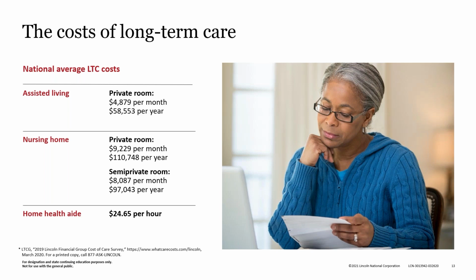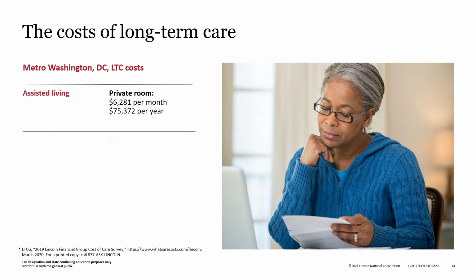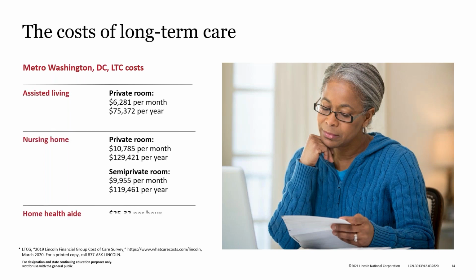Home health aide, you're going to see this is the one number that's pretty consistent around the country. Obviously, it does vary on if you're in an urban or rural area, but on average, you're going to see home health aides run right around $25 a month. To give you some perspective, the higher end private nursing homes in a DC area are around 6,300.